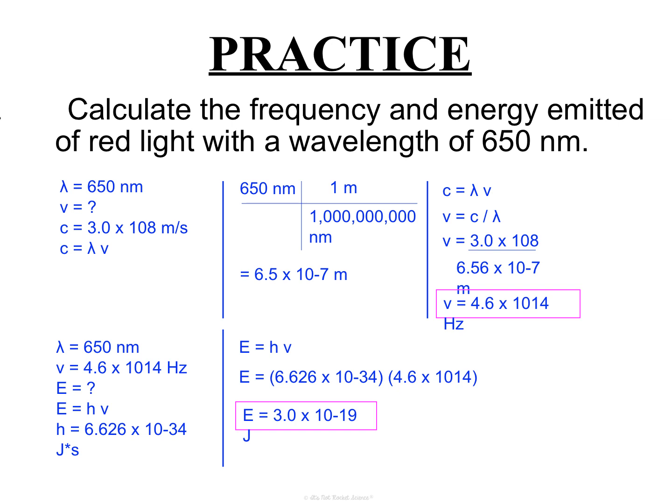And then for energy, you take Planck's constant, which is 6.626 times 10 to the negative 34, times the frequency, and you get the energy. Remember, energy is measured in joules.